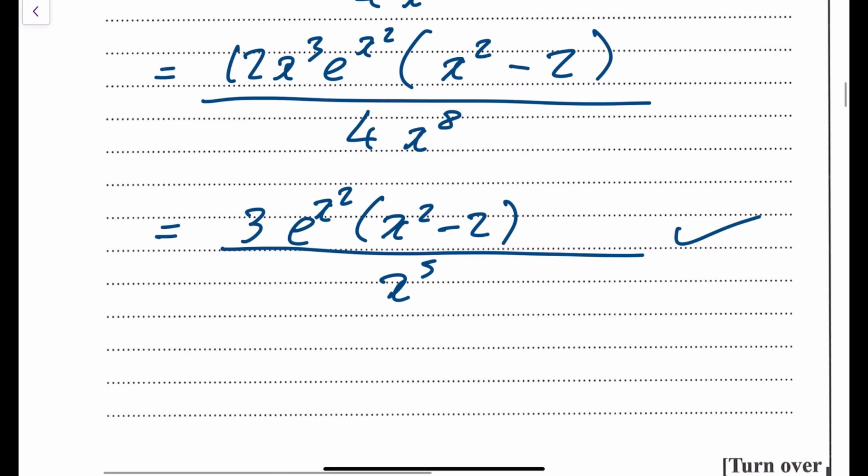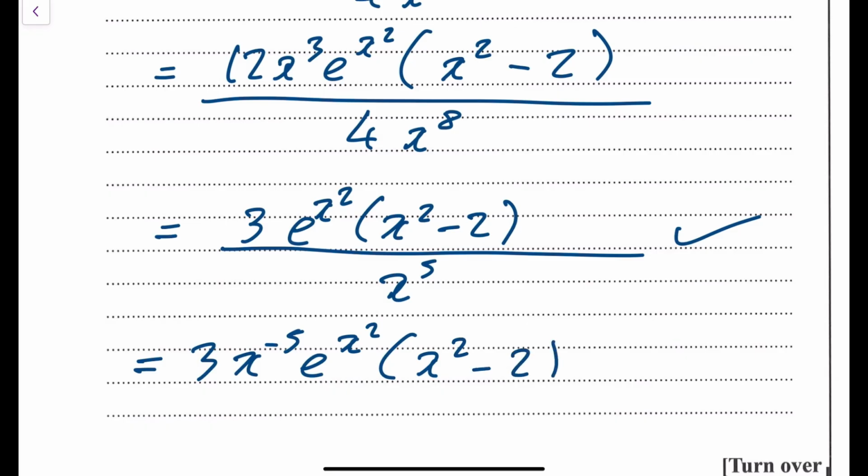I would imagine you get full marks for that, but you may want to put it in one line. So 3x to the minus 5 e to the x squared upon x squared minus 2, which is definitely going to give you your marks.